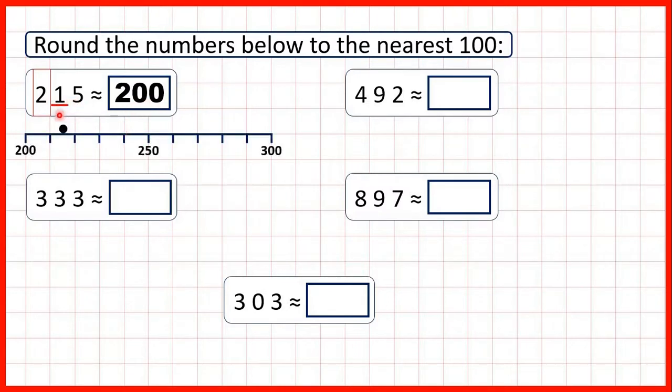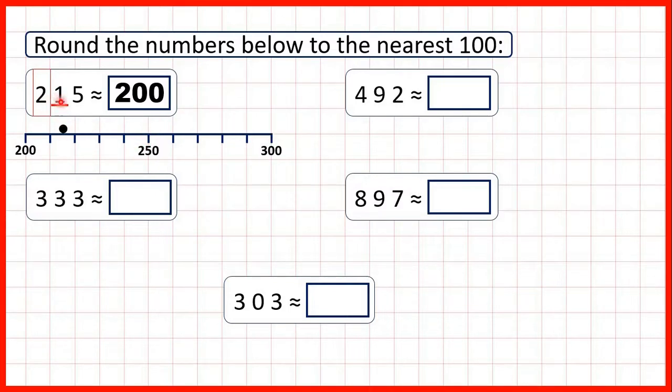So on a number line, 215 is between 200 and 300. If we were counting in hundreds, we would count 100, then 200, then 300, and 215 is between those multiples of 100. Now, notice when we're rounding to the nearest hundred, we look at our tens digit, and each square on this number line is an increase of 10. So this here is 210, 220, 230, 240, 250, and so on.